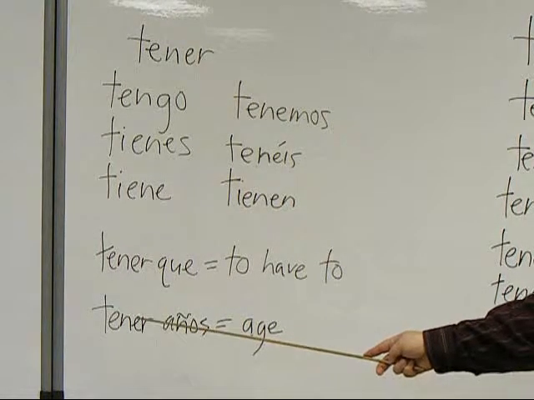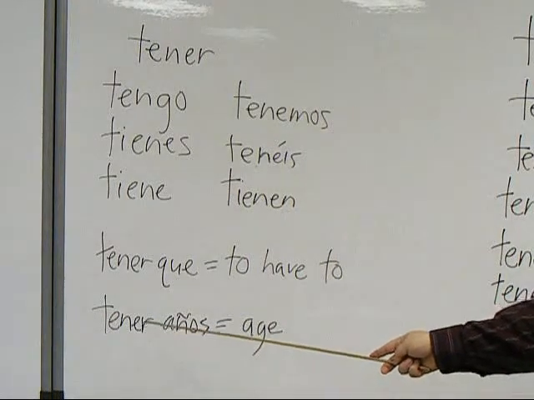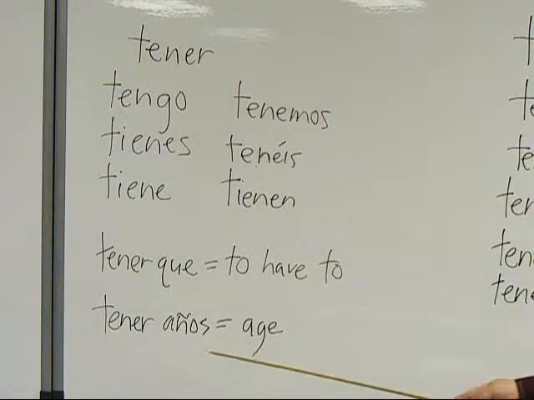Okay. And then the next phrase, tener with años, or a number of years, is just talking about age. For example, if I say, Eduardo tiene 22 años, Eduardo has 22 years, that means that Eduardo is 22 years old. And so you don't have years old in Spanish, you have has X number of years to express age.